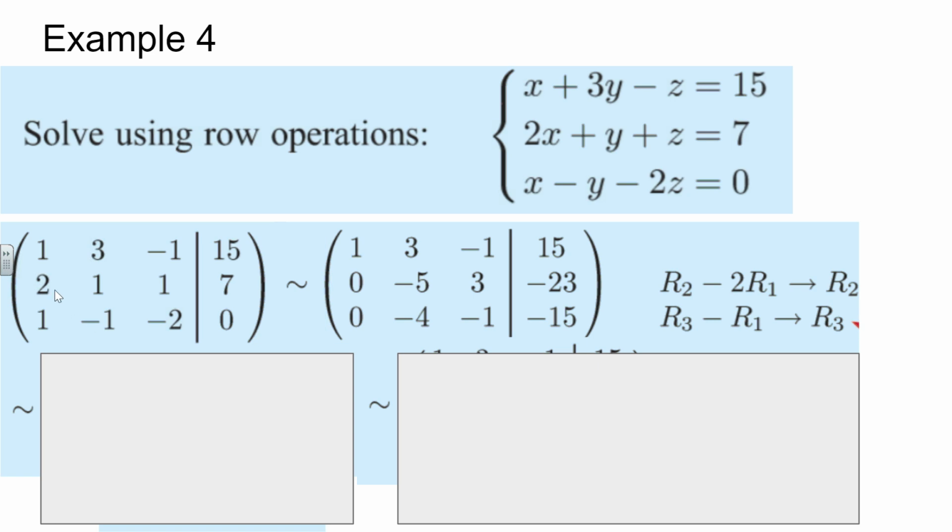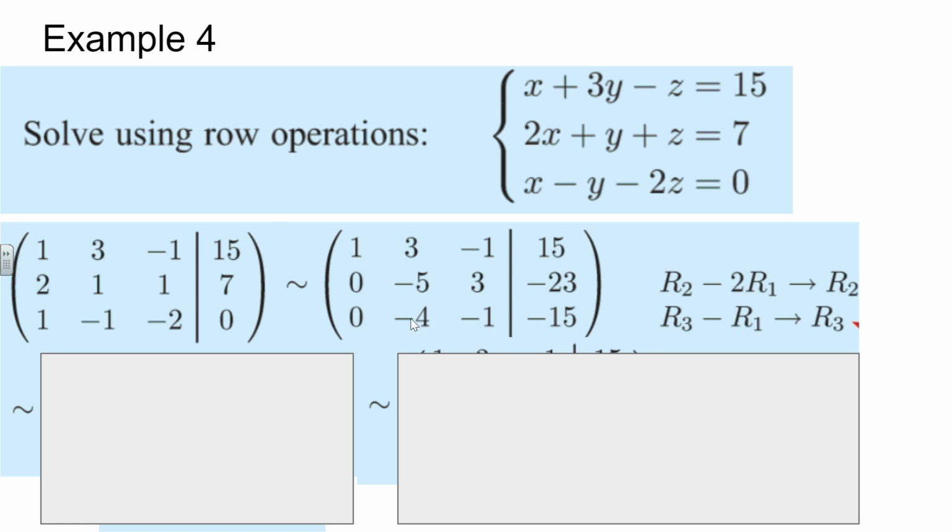Right now, I have a 2 in the row 2, column 1 location. Now, if I take row 2 minus 2 times R1, that's going to be 2 minus 2 times 1. That's going to get me 0 here in the row 2, column 1 location. Underneath that, all I have to do is take the R3 value, which is 1, and subtract the R1 value, which is 1, and I'm in good shape. Now I have 1, 0, 0. We're almost there, but we also need to get a 0 in the row 3, column 2 location.